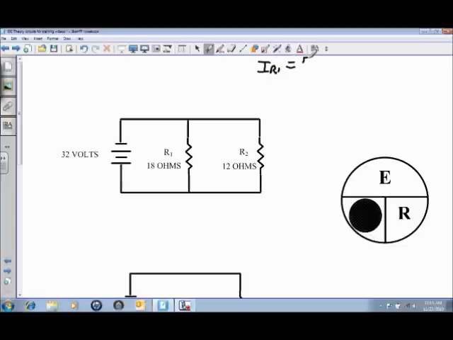So we're going to be using our voltage, which once again is an unchanging constant, or the reference in your parallel circuit, divided by the value of R1, or 32 volts, divided by 18 ohms. And that will give you a current flow through resistor R1 of 1.778 amps.